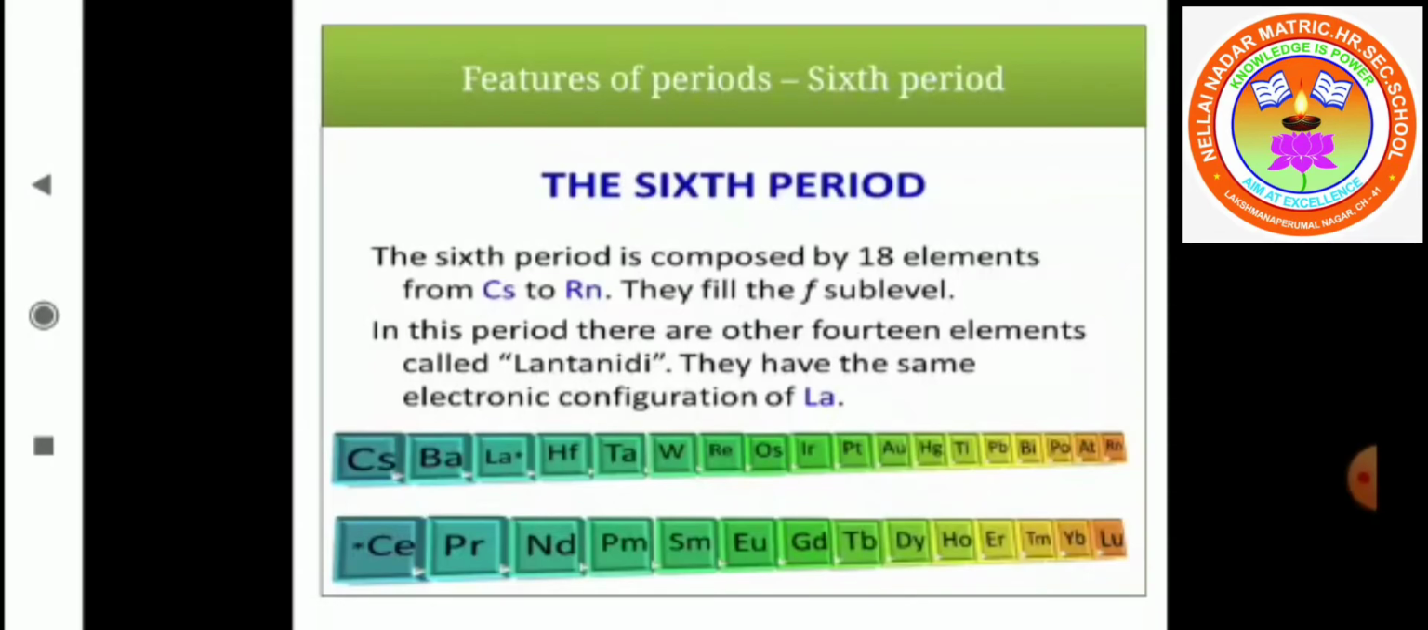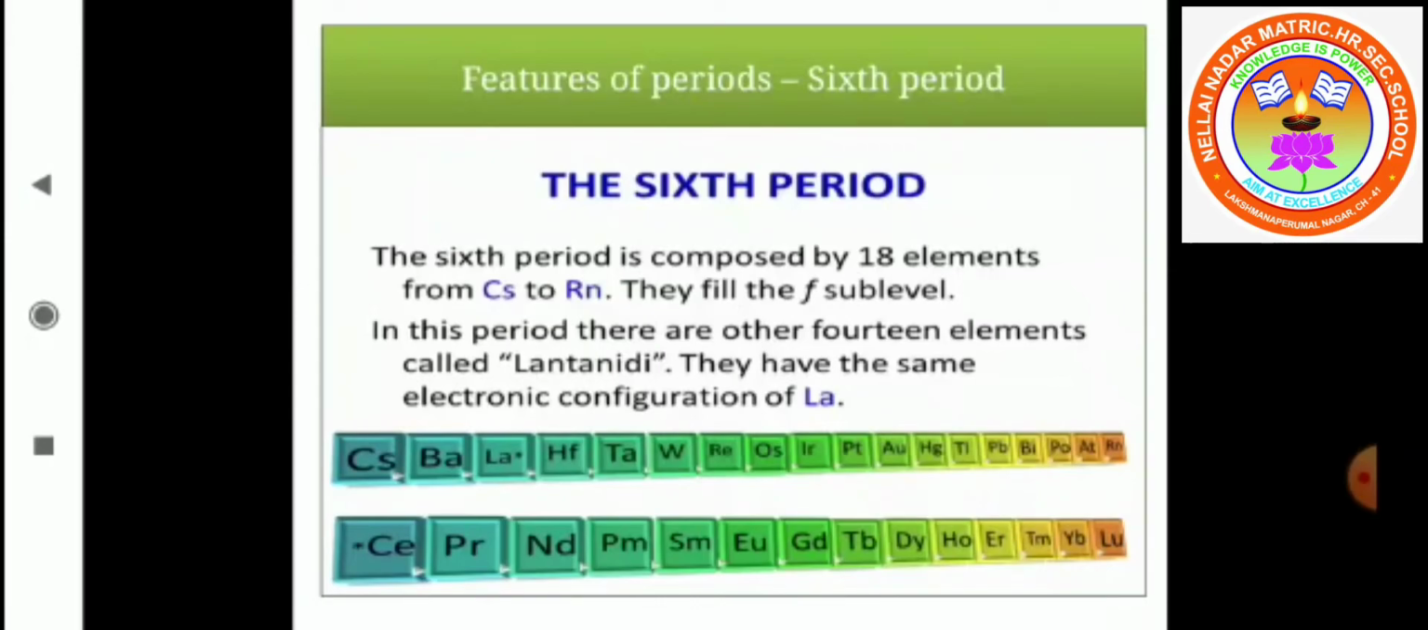Okay children, here two rows of elements are there in this slide. Look at the first row there. Look at the third element from left. The first element is cesium, then barium, then lanthanum. It is written with a star. See, this lanthanum consists of 14 other elements which are placed at the bottom of the modern periodic table, and these 14 elements are collectively called lanthanoids.